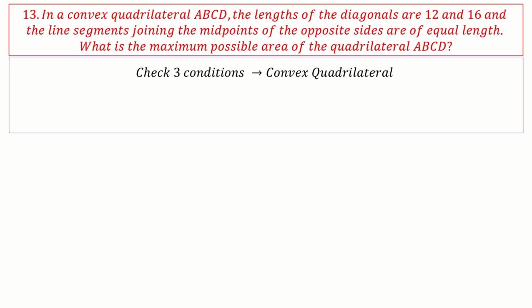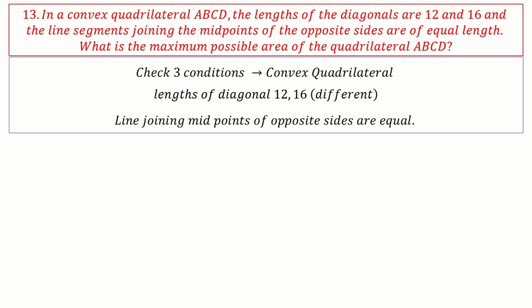Next, the lengths of the diagonals are 12 and 16, which are different, so you cannot take a rectangle or a square. The third condition is that the lines joining the midpoints of opposite sides are equal. Now let's draw one convex quadrilateral, something like this. The diagonals are different, so 16 and 12 is possible. But if you join the midpoints of opposite sides, do you think they will be the same length? No, that is not the case.